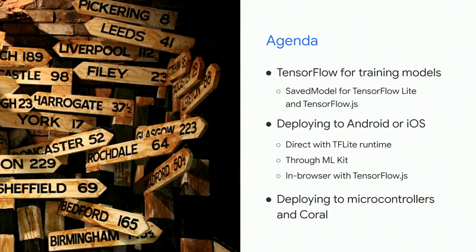So first, we're going to walk through using TensorFlow to train models and then export saved models, which you can then convert to deploy on devices. We're then going to see a number of different ways that you can deploy to Android and iOS devices. And finally, we're going to talk about some new and super exciting hardware devices that you can use to run your models.